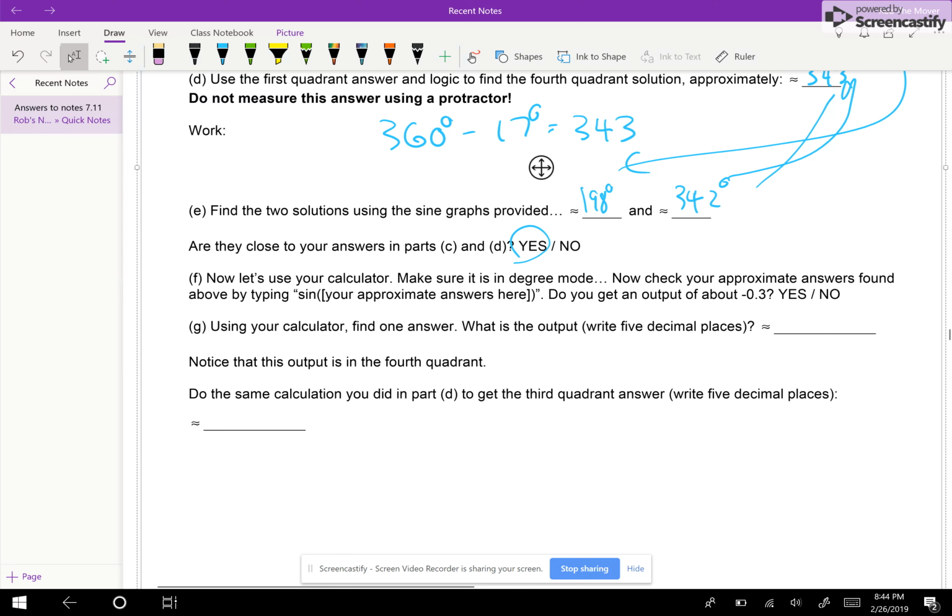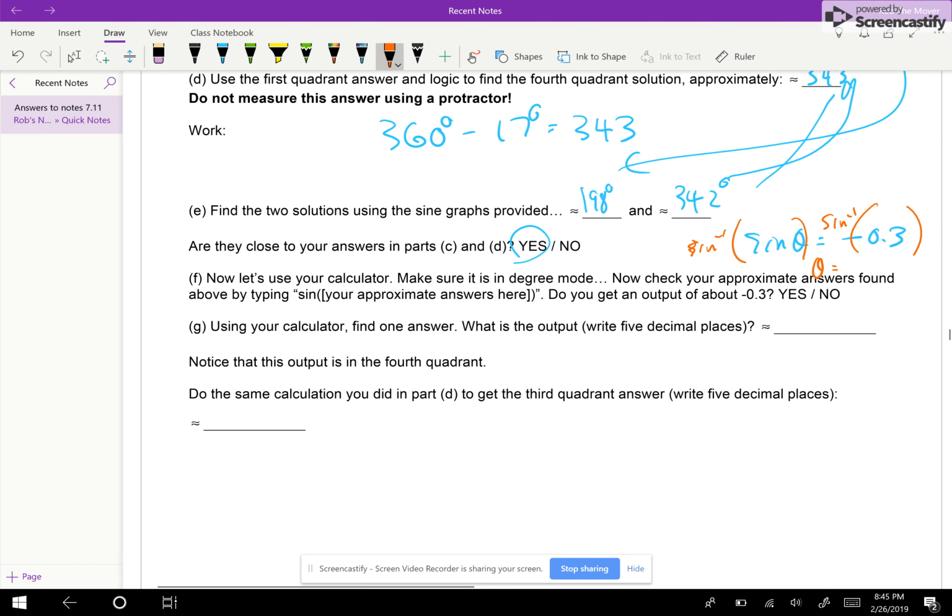Okay, now we actually are looking for where the sine of theta is equal to negative 0.3, right? Now, how do we do that on the calculator? Well, how do I do this algebraically? I have to do inverse sine of this angle, inverse sine of the sine on the left, and inverse sine of that value, negative 0.3, on the right.